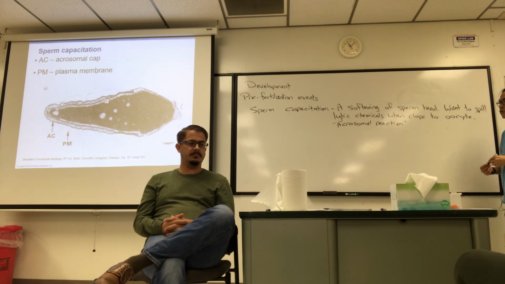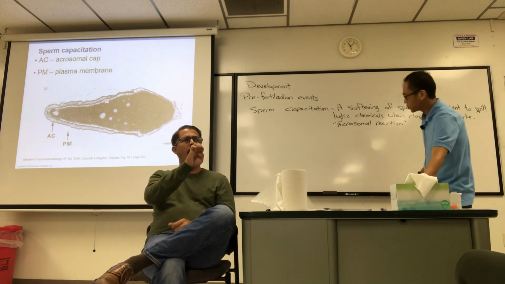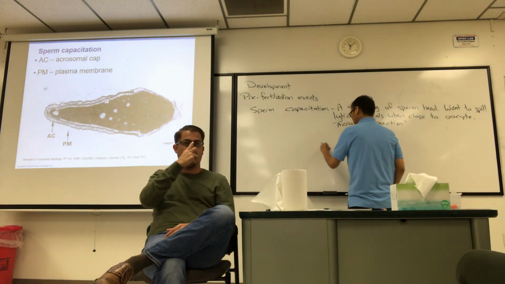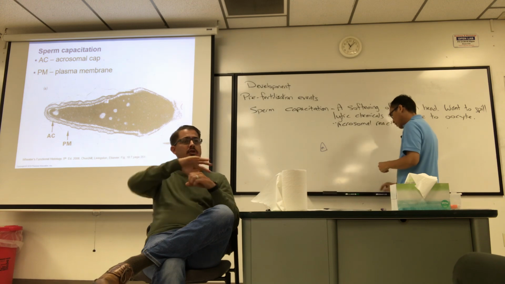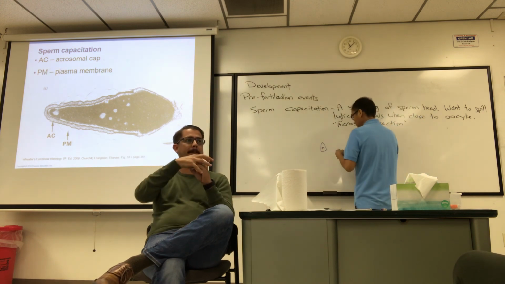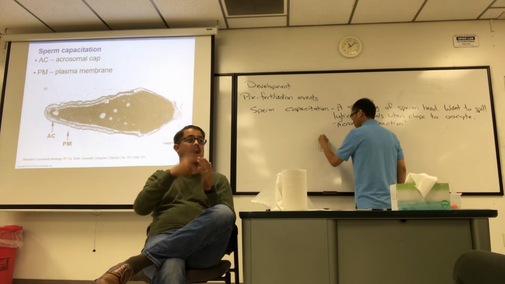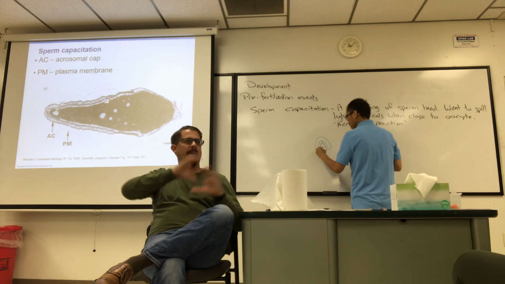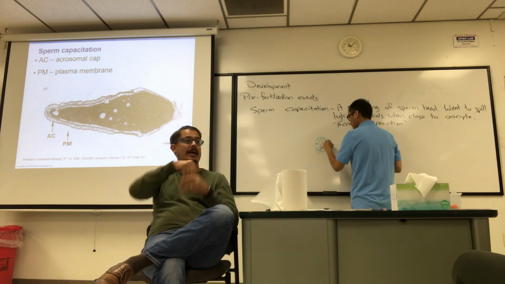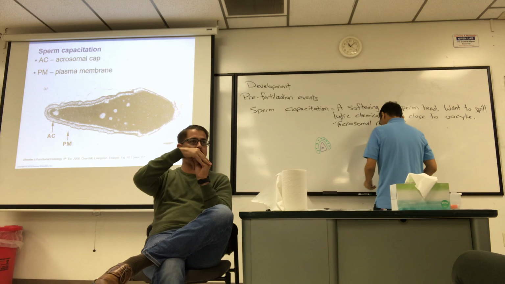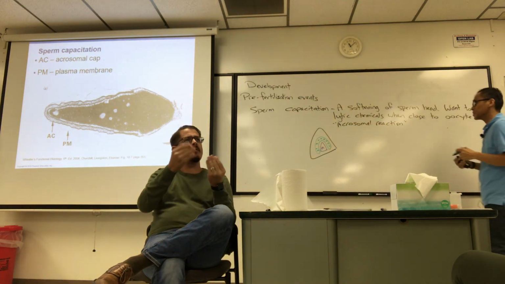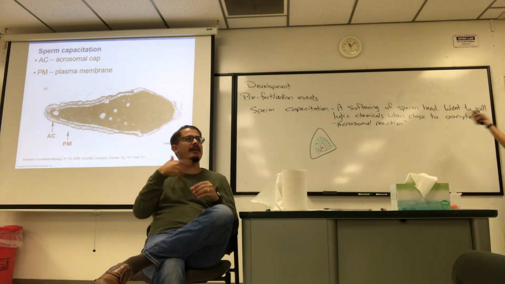Because let's remember what the acrosome is. I don't know if you remember if I drew in lecture the sperm, a little rocket-shaped sperm, and it had surrounding it the acrosomal cap, the AC, on this figure. I said that it was a double membrane structure with lytic chemicals on the inside. And that's surrounded by the plasma membrane. So the softening of the sperm head increases the chances that you'll have the appropriate acrosomal reaction when you get to the egg.